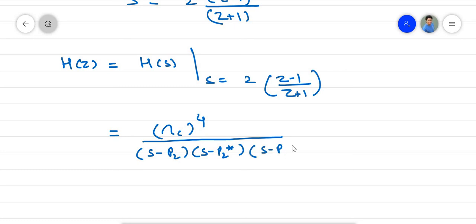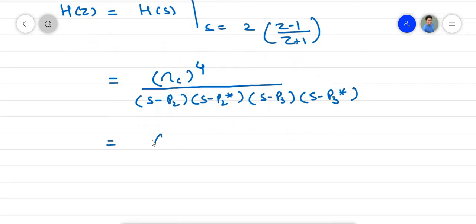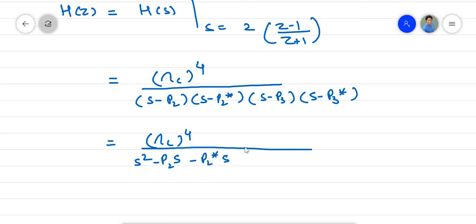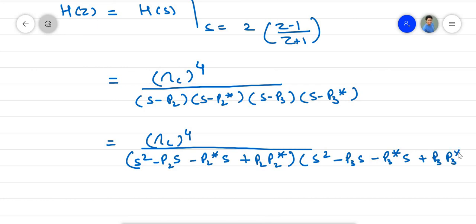(S minus P2 conjugate)(S minus P3)(S minus P3 conjugate), which can be written as omega c to the power 4 over (S square minus S (P2 plus P2 conjugate) plus P2 multiplied with P2 conjugate). Similarly, (S square minus S (P3 plus P3 conjugate) plus P3 into P3 conjugate).